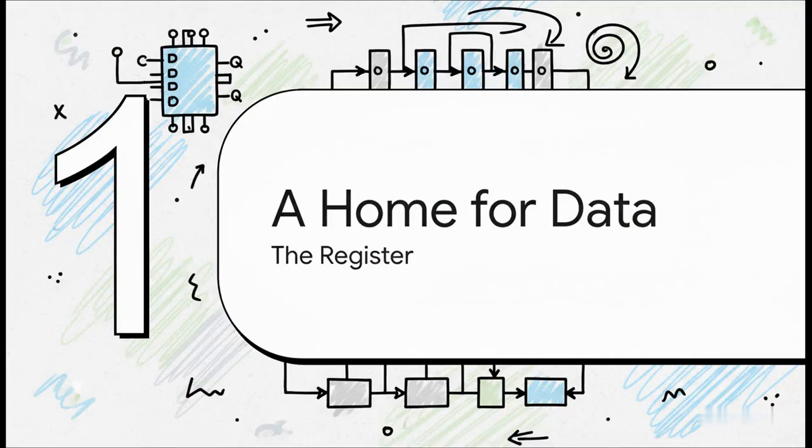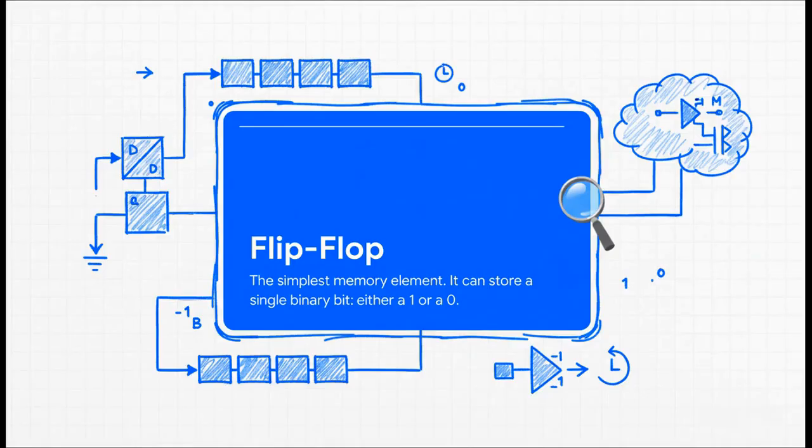Our little bit of data, it needs a place to live, right? It can't just be floating around in the circuit aimlessly. And that home, well, we call it a register. So let's take a closer look and see what this home is actually made of. Okay, so at the very heart, the absolute core of every single register is this tiny fundamental switch. It's called a flip-flop. Now, the best way to think of it is like a one-bit locker.